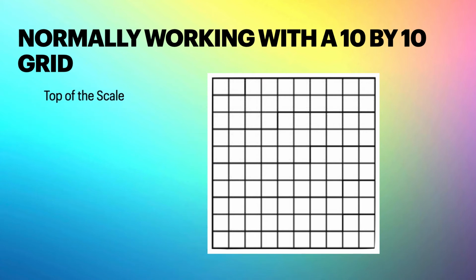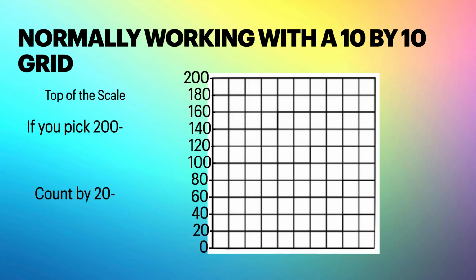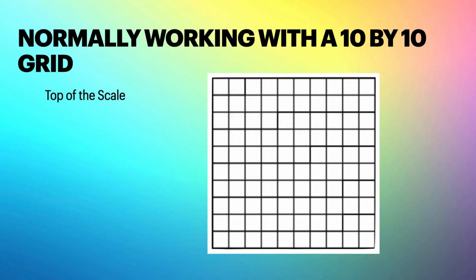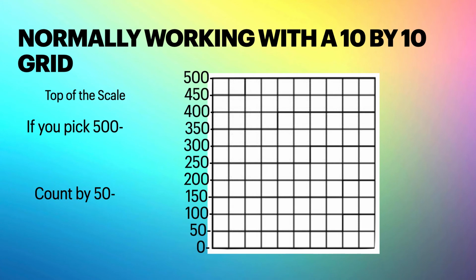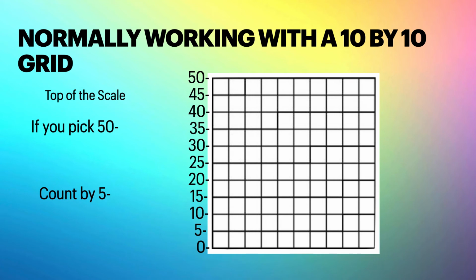If we think the top of the scale should be 200, then we'll be counting by 20s. It might look something like that. If we do 500 on top, then we will have to count by 50s. I'm just talking about this to show how to set the graph up, but we'll talk in a second about how to choose that top number. And if we pick 50 as the top, we'll be counting by 5s. So how do you pick that top number?